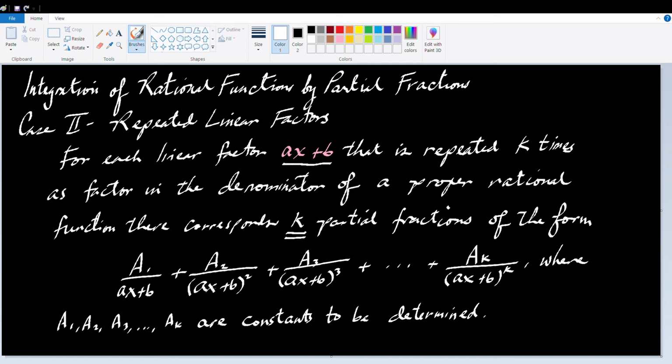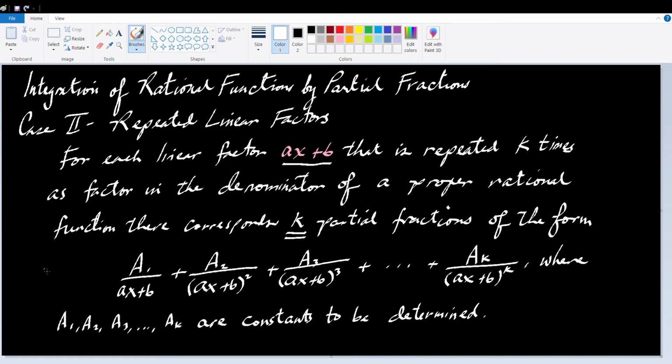Once it is repeated, there will be an additional partial fraction whose denominator ax plus b is raised to the power of 2. If it is repeated 3 times, then there will be an additional partial fraction and the linear factor ax plus b will be raised to the power of 3. So, the number of partial fractions corresponding to a linear factor ax plus b raised to k will be k partial fractions. So, we have to calculate the values of a1, a2 up to a sub k.